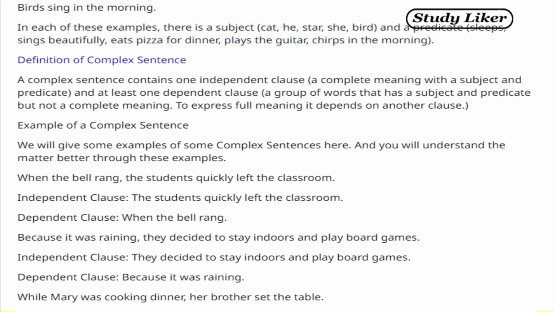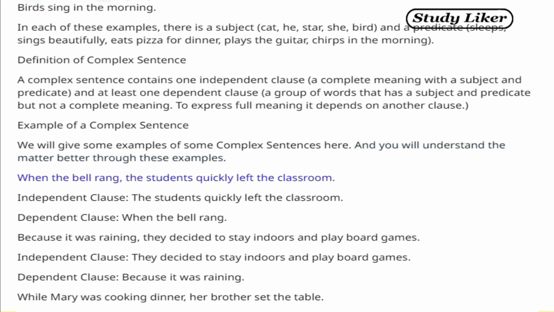Definition of complex sentence. A complex sentence contains one independent clause, a complete meaning with a subject and predicate, and at least one dependent clause, a group of words that has a subject and predicate but not a complete meaning. To express full meaning, it depends on another clause. Example of a complex sentence. We will give some examples of complex sentences here, and you will understand the matter better through these examples.